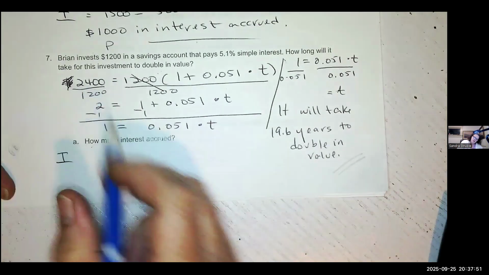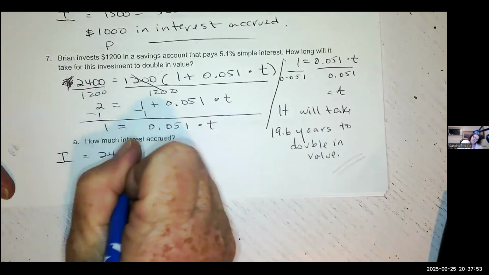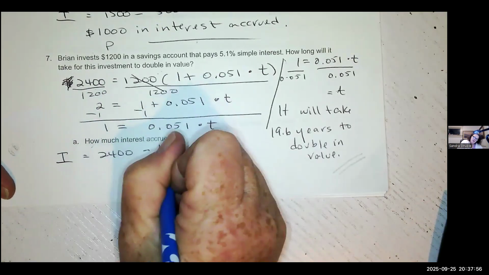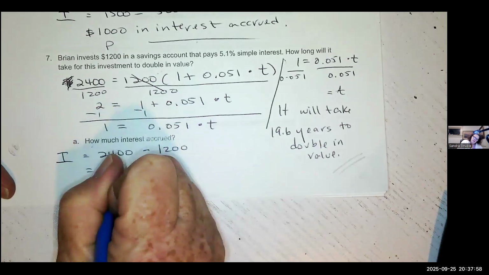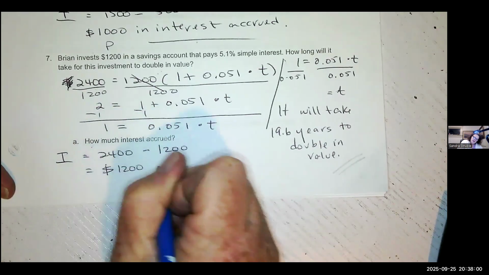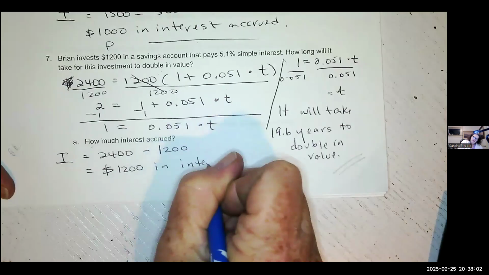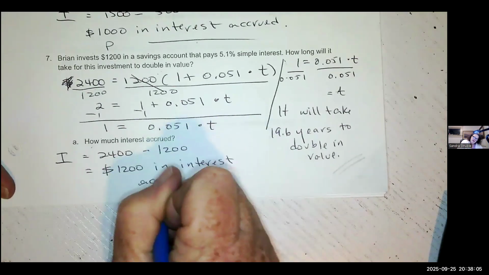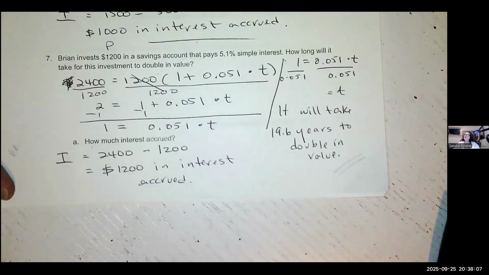That is just your ending amount, 2,400, minus your initial investment, 1,200, which is equal to 1,200. So $1,200 in interest accrued. Let me know what questions you have.